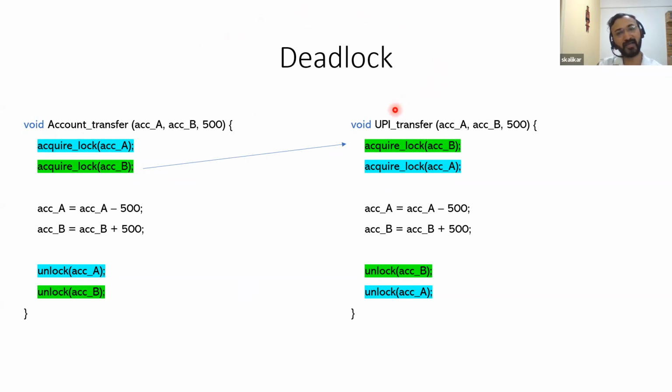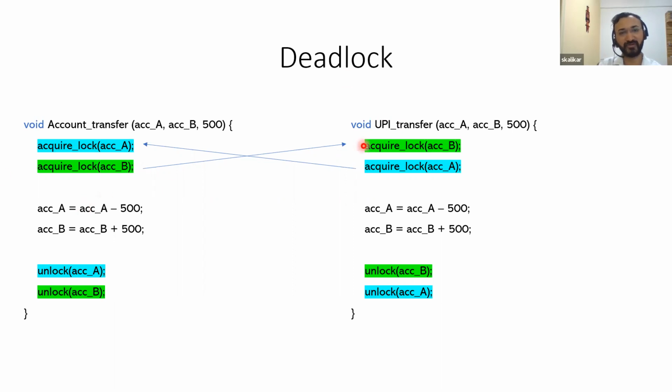At the same time, UPI also acquired a lock, but first on B, right? Both got the lock which they wanted to acquire. And now this thread goes to acquire lock B, which is currently held by the other thread. So this thread has to wait for that, and the other thread has to wait for lock A. So this is a deadlock situation. This is waiting for this, this is waiting for this. So this is a deadlock situation which must be avoided.